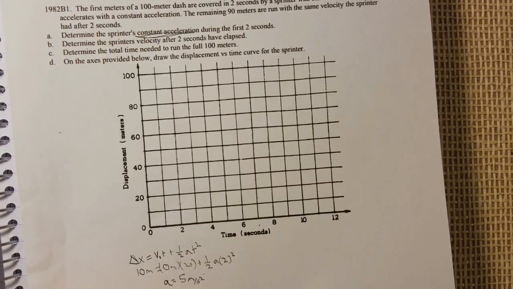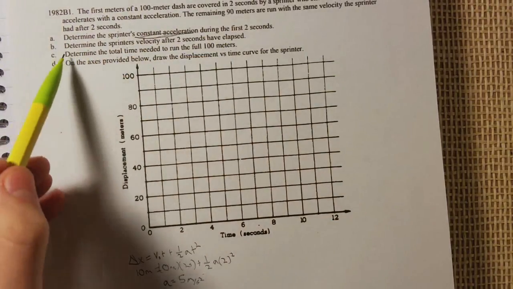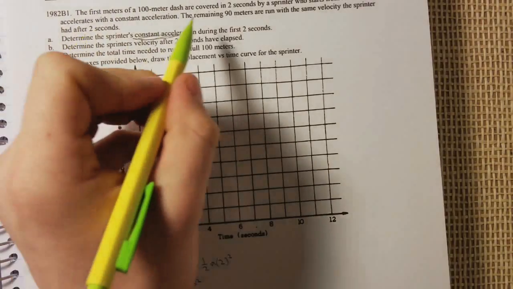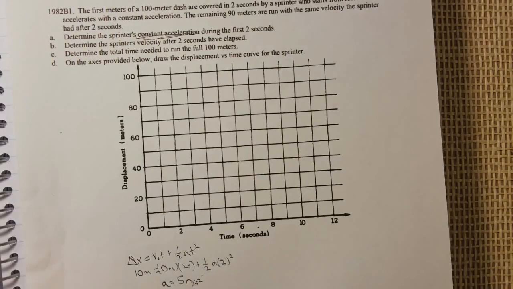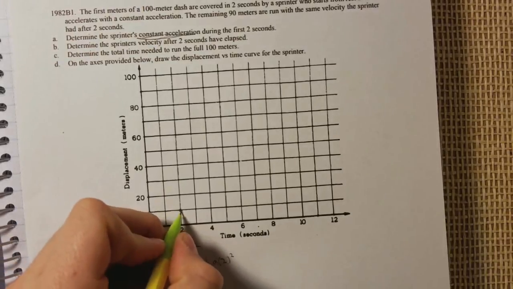Moving on to part C. Determine the total time needed to run the full 100 meters. Well, we know a couple of things from previous information. First, we know that the first 10 meters took 2 seconds. Second, we know that the last 90 meters were run at a speed of 10 meters per second. So if we add 2 seconds plus 90 meters divided by 10 meters per second, we get 2 plus 9, which equals 11. So it took him 11 seconds to run those 100 meters.